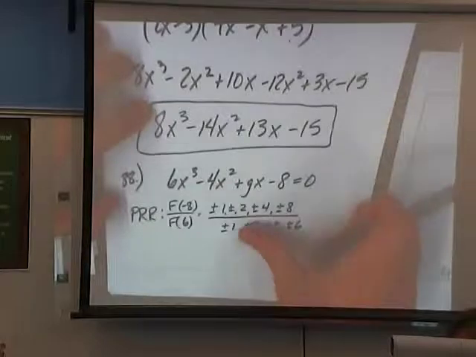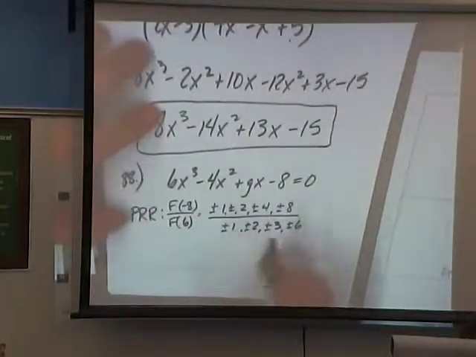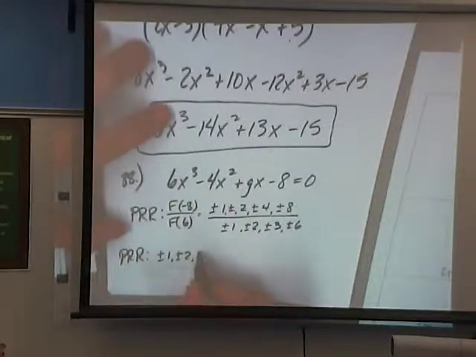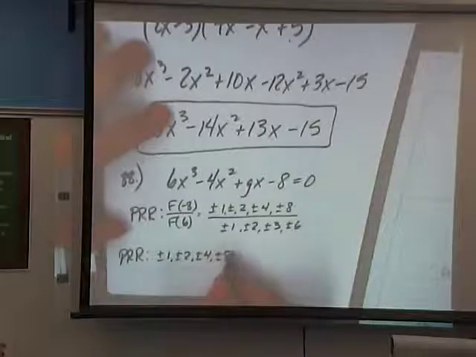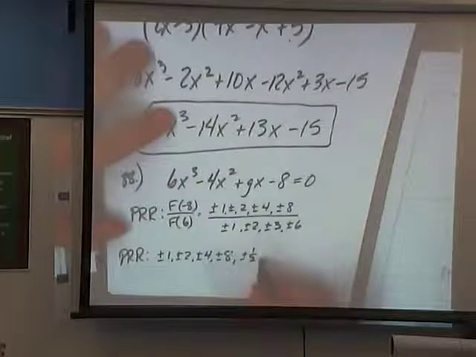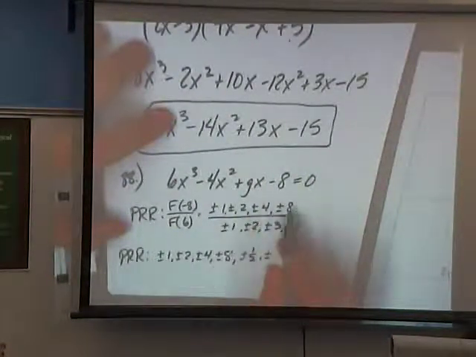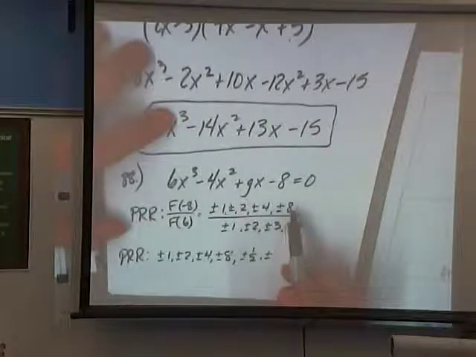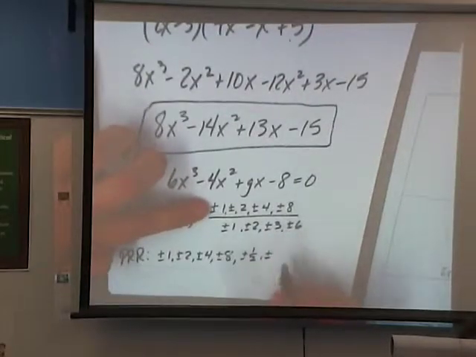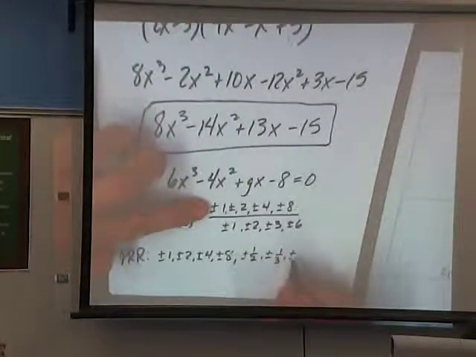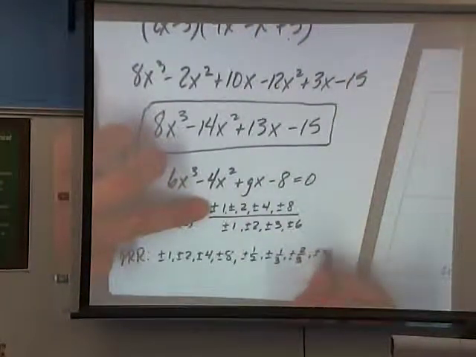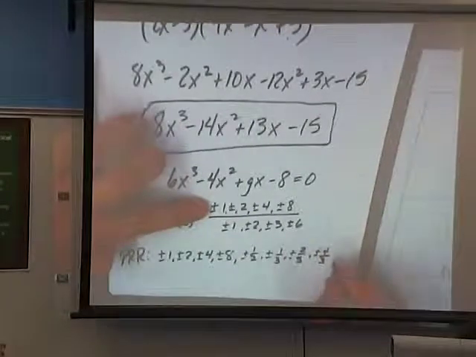Now let's turn them into actual numbers. I'll take each denominator one at a time. First, all those numbers over 1: plus or minus 1, 2, 4, 8. Then we'll put them all over 2: plus or minus 1/2, and 2 over 2, 4 over 2, and 8 over 2 I already have. Now go to the 3: 1/3, 2/3, 4/3, and 8/3.